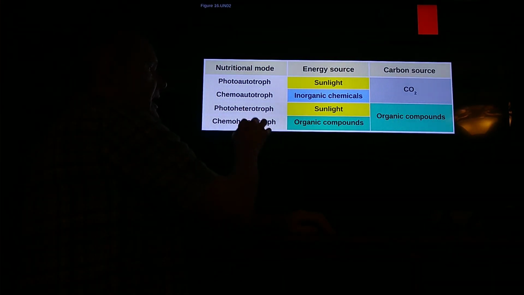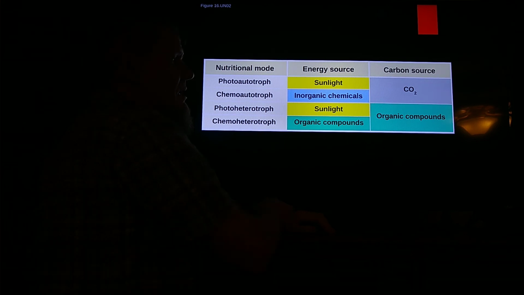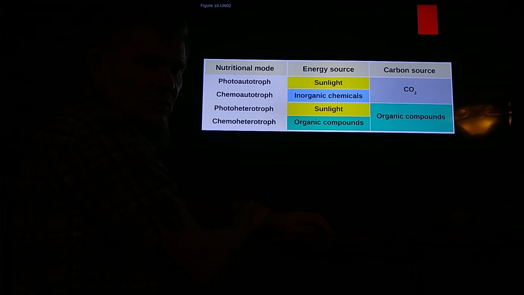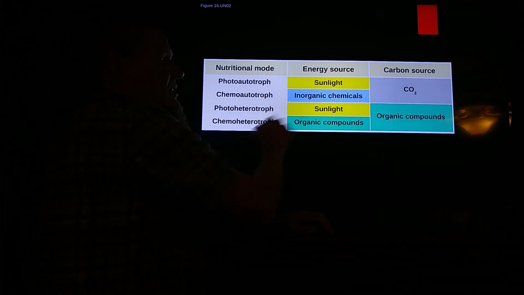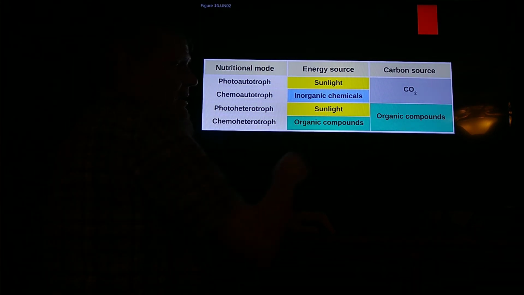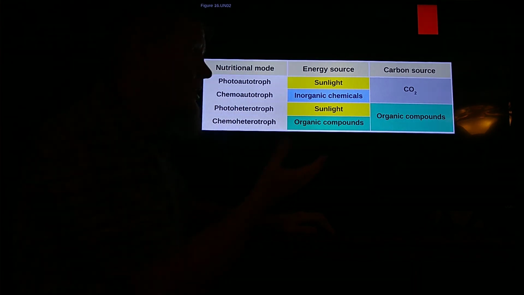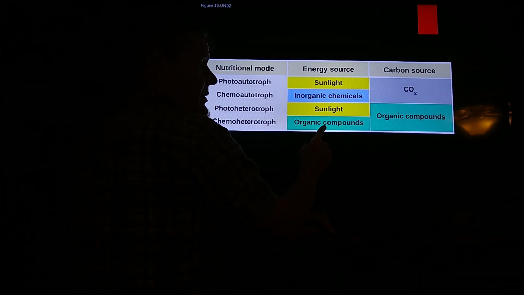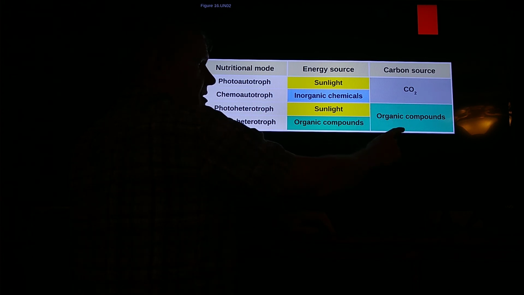If you're a heterotroph, it means you use a different organic molecule as your carbon source. A photoheterotroph uses sunlight as the energy source. A chemoheterotroph uses organic compounds. Again, you and I, we are chemoheterotrophs, so our energy comes from other compounds and our carbon source comes from other compounds.